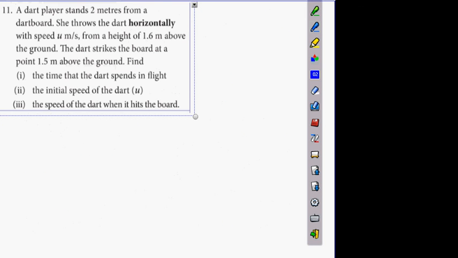Okay, so a dart player stands 2 meters from a dartboard. She throws the dart horizontally with speed u meters per second from a height 1.6 meters above the ground. The dart strikes the board at a point 1.5 meters above the ground. Find the time the dart spends in flight, the initial speed of the dart u, and the speed of the dart when it hits the board.